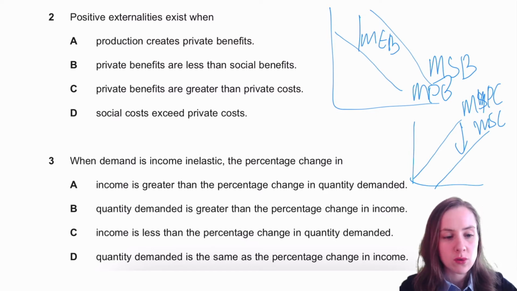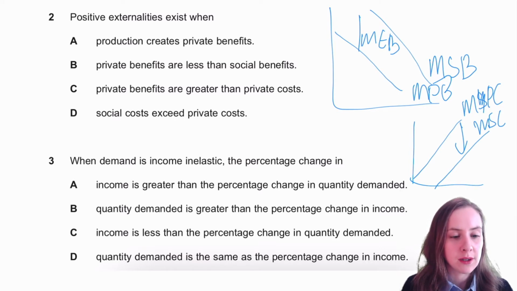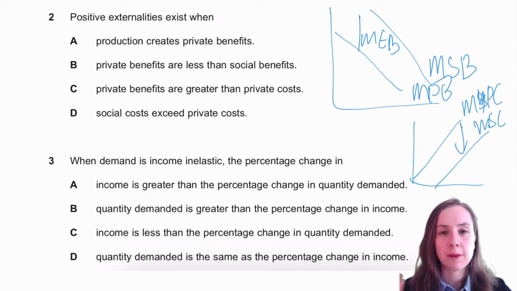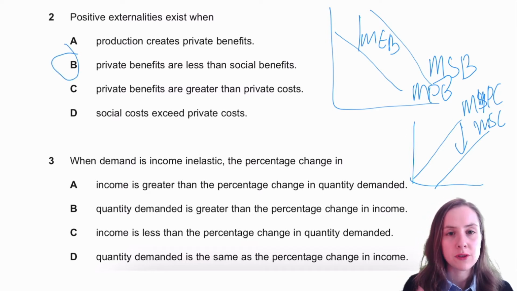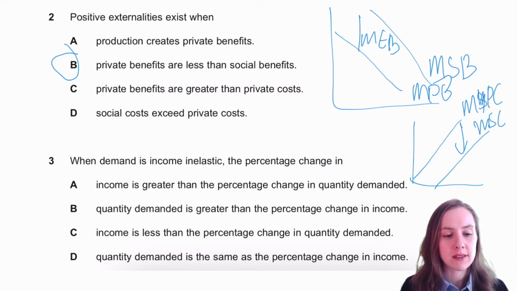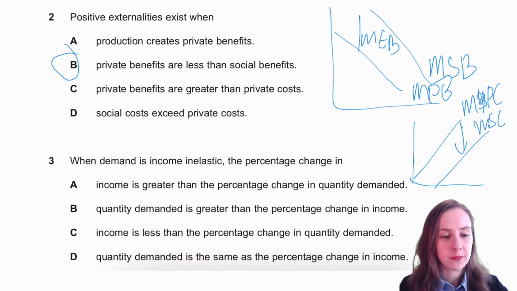So I'm looking for when the individual, firm or consumer, by consuming or producing the good, causes positive impacts on other people. Private benefits are less than the social benefits, yeah. If individuals benefit, but some benefits accrue to other people, the total benefit, the social benefit, is greater than the private benefit, so therefore the private benefit is smaller.